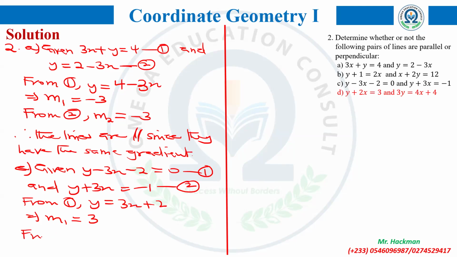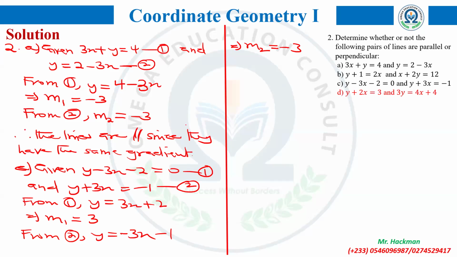Then from equation 2, I'm going to make y the subject. So y will be equal to minus 3x minus 1. Is that clear? Yes. So in this case, I can say that this implies that my m sub 2 is equal to what? Minus 3.